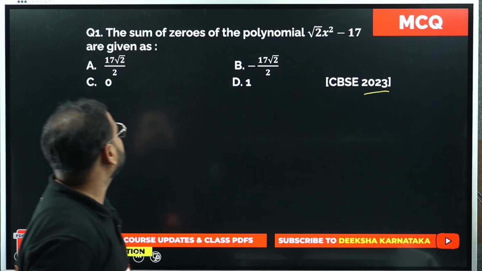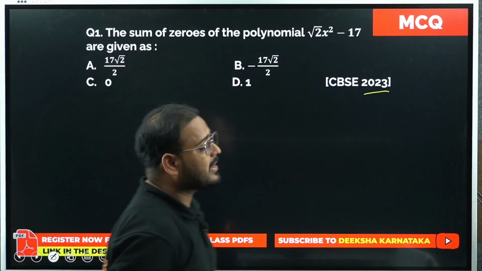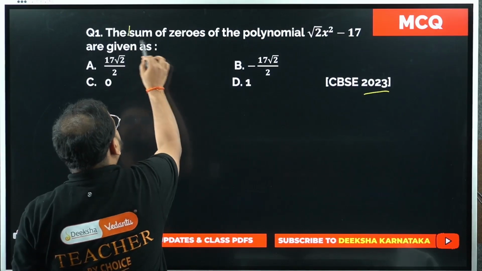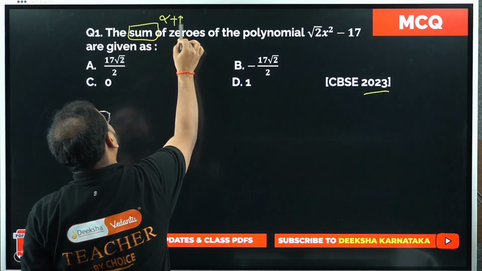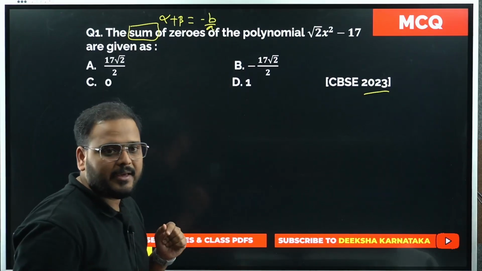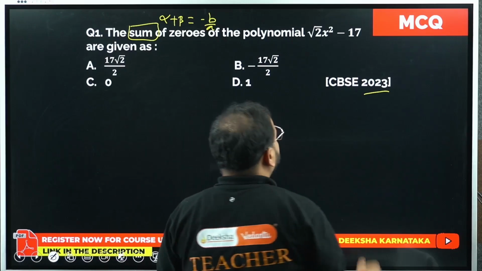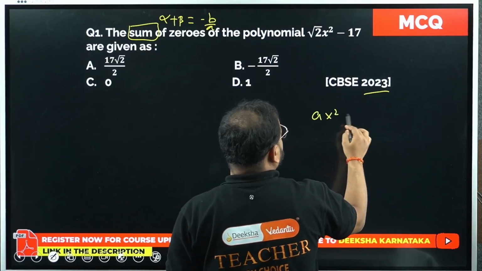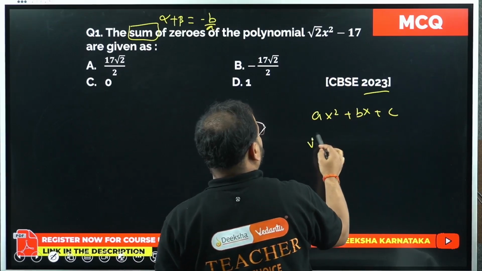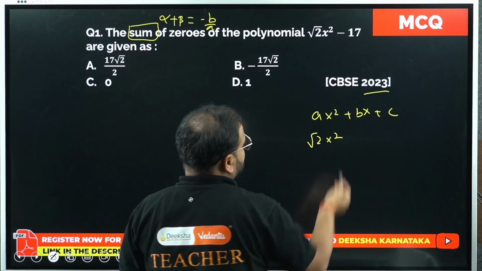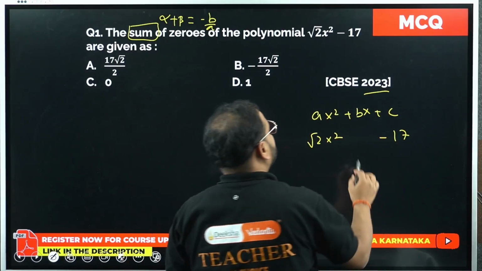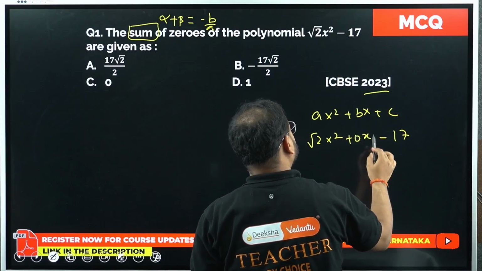So please check: the sum of zeros of the polynomial root 2 x square minus 17. First of all, to get the sum means alpha plus beta. For that we know the formula is minus b by a, correct? But for that I need the standard form, ax square plus bx plus c. Write it here. I have root 2 x square, no problem. 17 is a constant, so minus 17. What about the b term, the linear term? Not there.